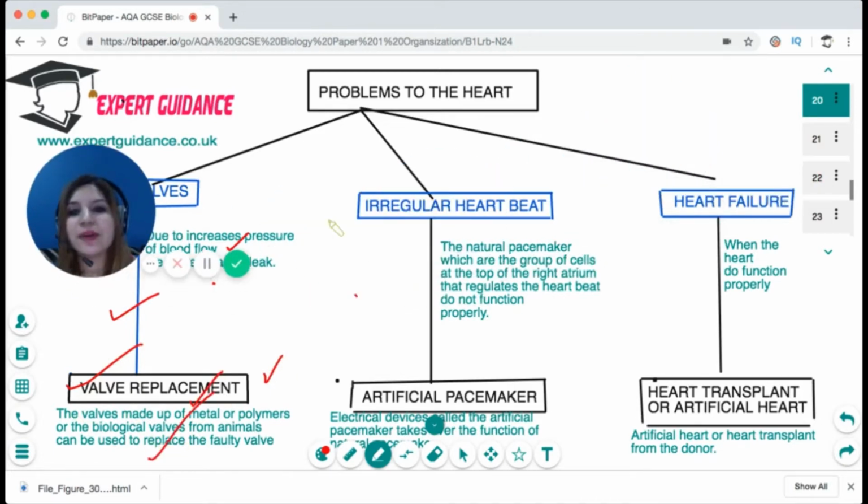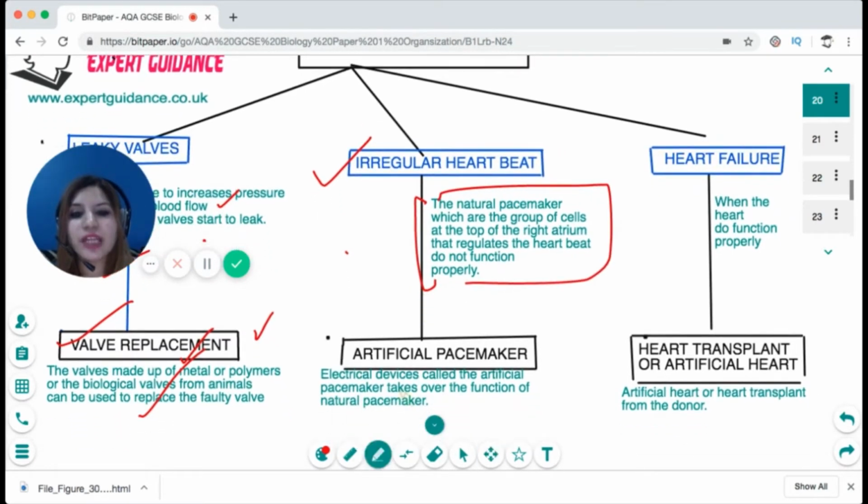At times, the person gets an irregular heartbeat. Why? Because the heart is controlled by a group of cells present in the right atrium called the pacemaker, which regulates the heartbeat. If there's any problem with that, there's an irregular heartbeat. So we make electrical devices called artificial pacemakers, which take over the function of the natural pacemaker and regulate the heartbeat. Apart from all these problems, the person can have greater damage to the heart or heart failure. In that case, we need a heart transplantation or an artificial heart, which is not that successful, but research is going on, and heart transplant can be done.